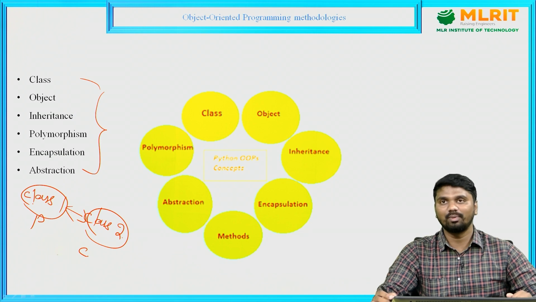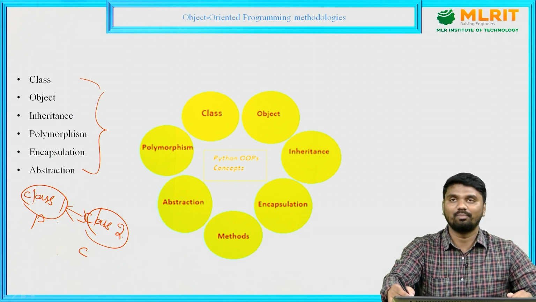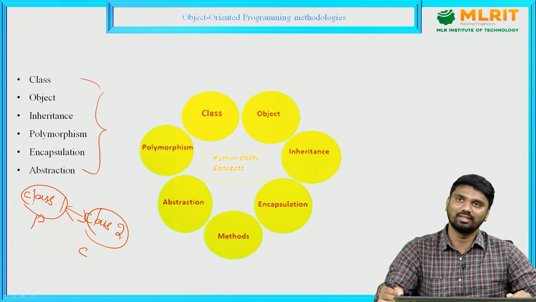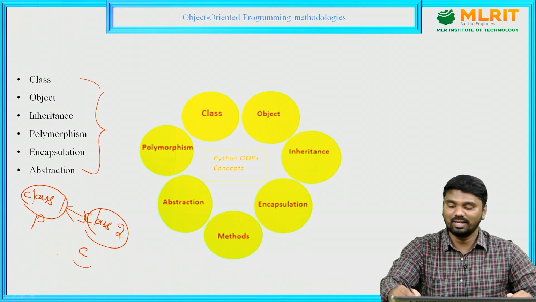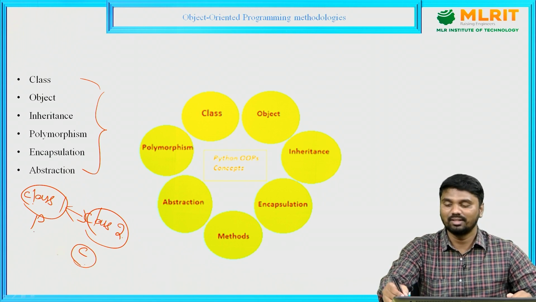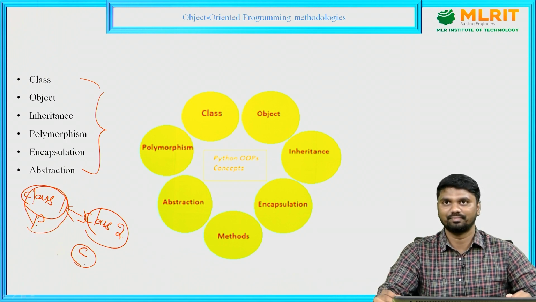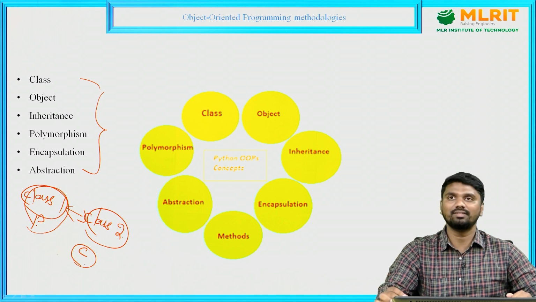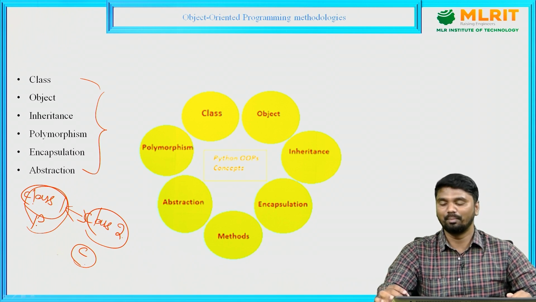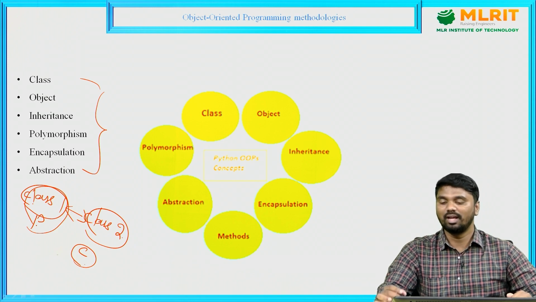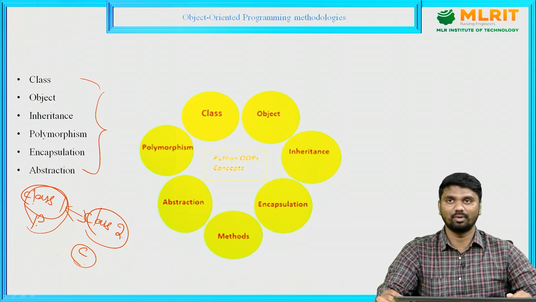What will happen at that time? Whenever we make a parent and child relationship between two classes, the child class can access all the properties and behavior of class 1. That is called the inheritance concept. The main advantage of inheritance is code reusability, and by using the inheritance concept, we can achieve runtime polymorphism.